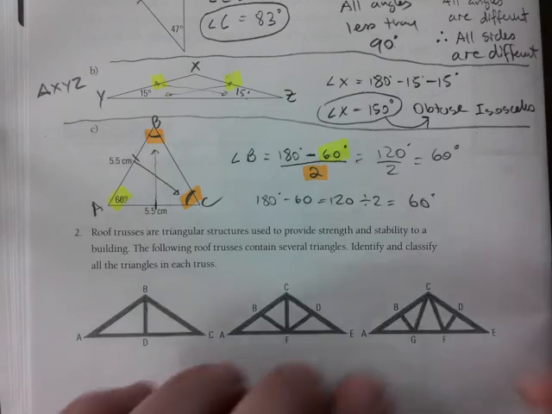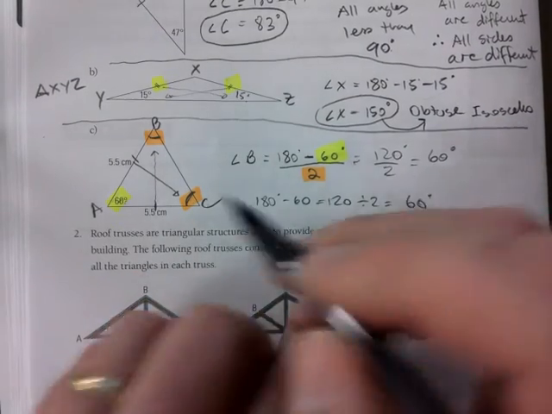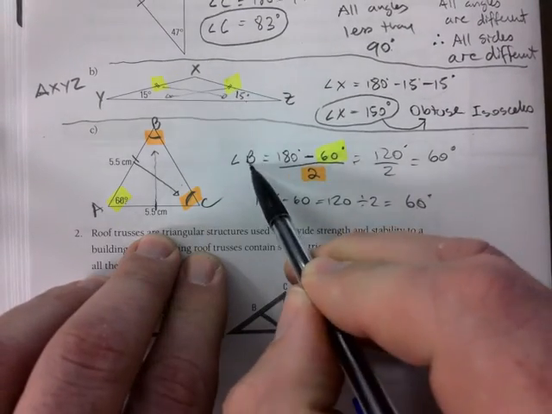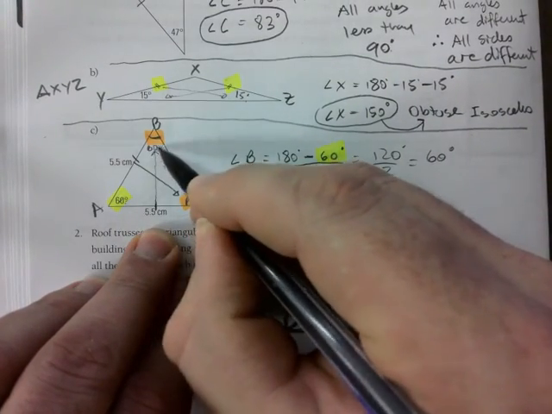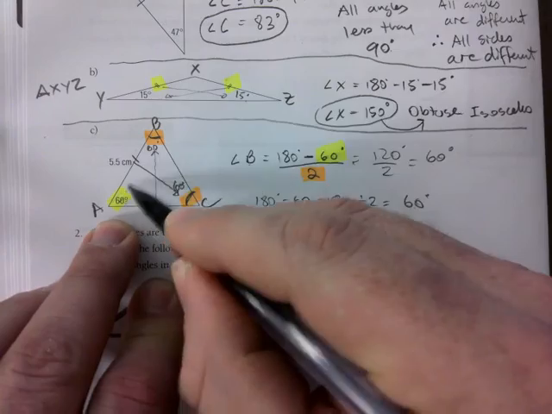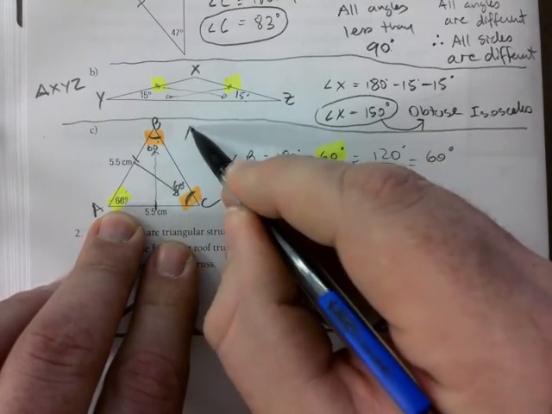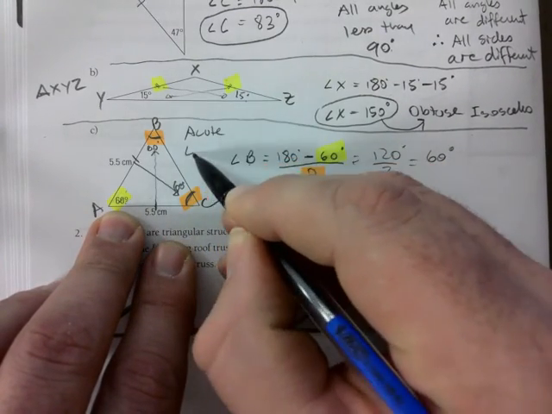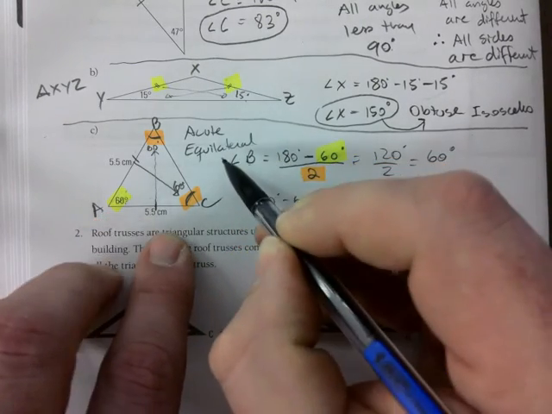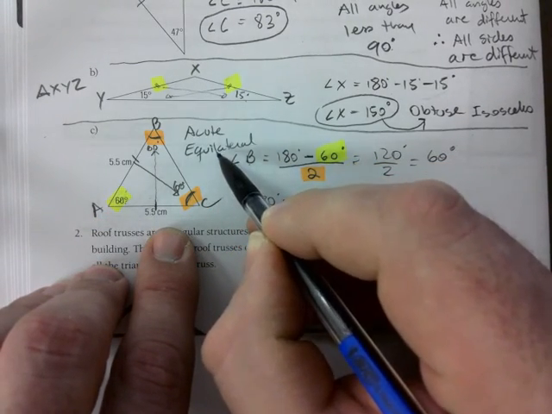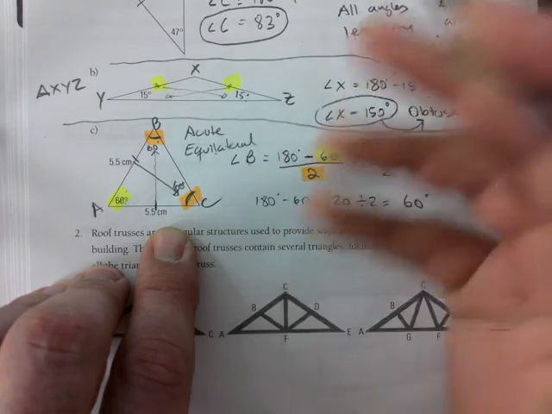Oh, we're not done yet. Because everything is 60, because I just found B this way, but I know that these are the same. So now this is 60 and this is 60. All are less than 90. So this is an acute equilateral. All angles are 60, right? That's why I made that conclusion. Acute, they're always acute.